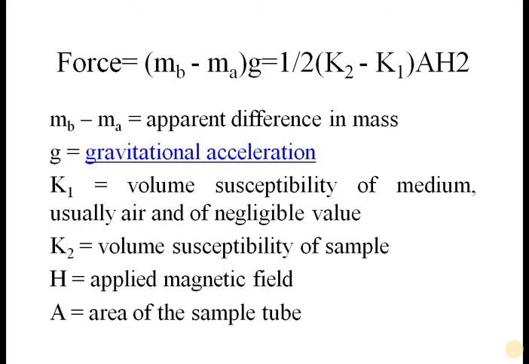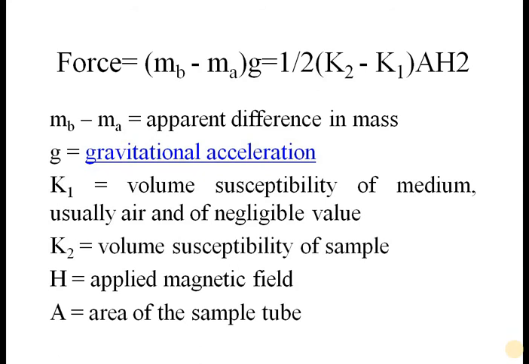This is the simple formula. Force is equal to Mb minus Ma. Before, in the previous slide, we discussed Mb and Ma. Then force is equal to (Mb minus Ma) times g, where g is the gravitational acceleration, which is 9.8 meter per second square, equal to half (K2 minus K1) times A H square. Here K1 is the volume susceptibility of the medium and K2 is the volume susceptibility of the sample, and A H square.